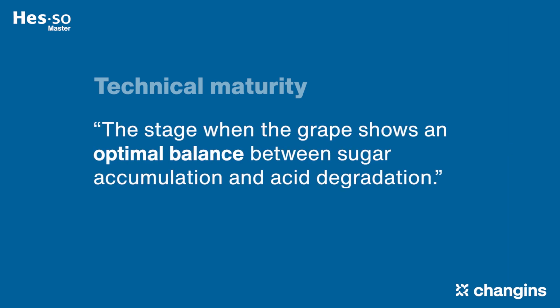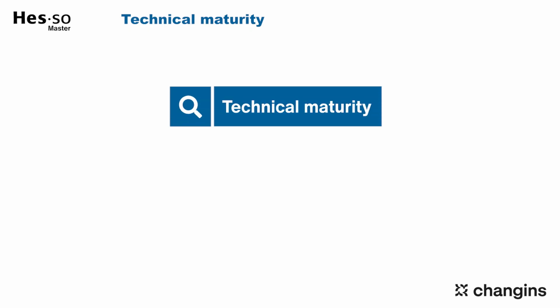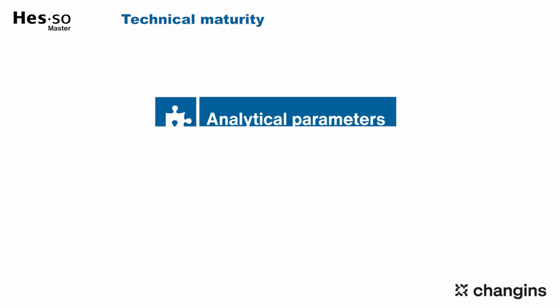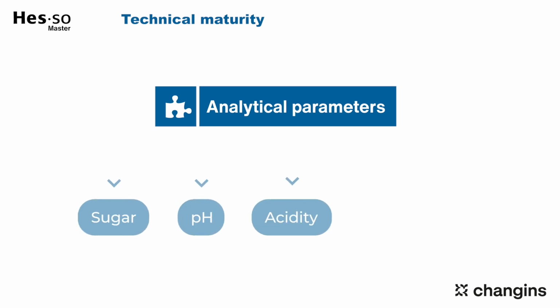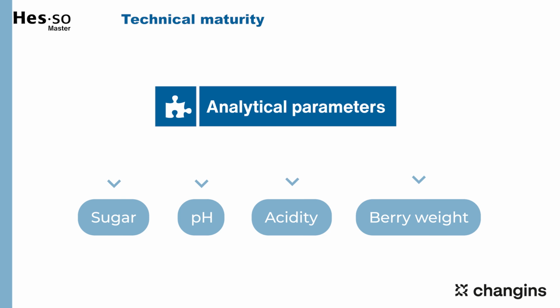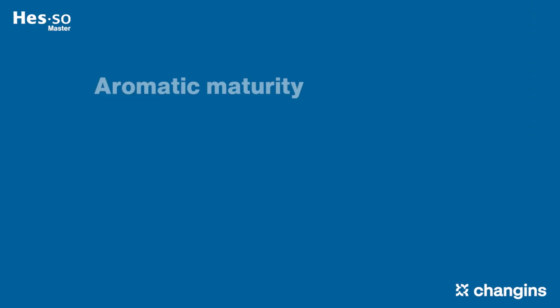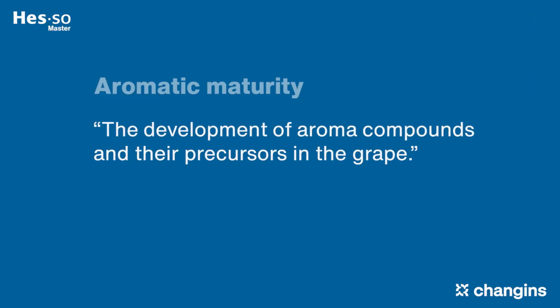This stage is reached when the grape shows an optimal balance between sugar accumulation and acid degradation. It is the most commonly monitored type of maturity in vineyards, mainly because it directly affects potential alcohol, freshness, and microbial stability. To evaluate technical maturity, we monitor several analytical parameters such as sugar concentration, pH, total acidity, and sometimes berry weight. Together, these indicators help us determine whether the grapes are suitable for the wine style we want to produce.